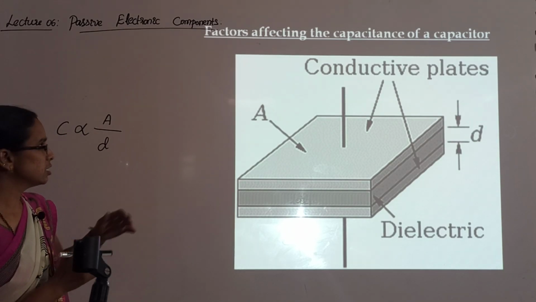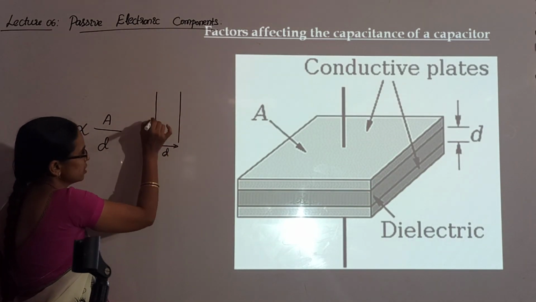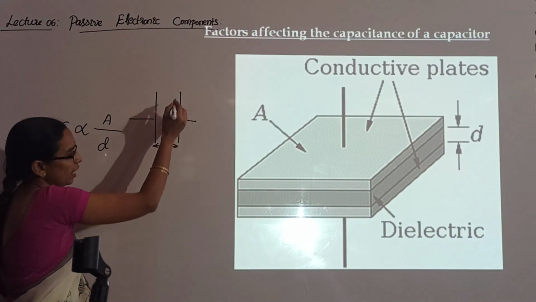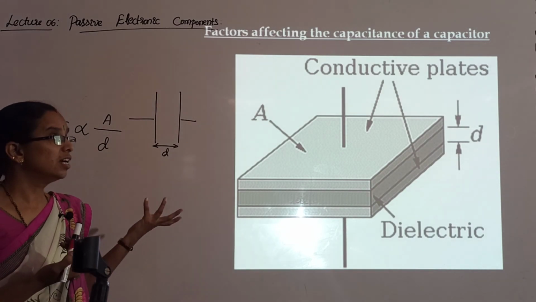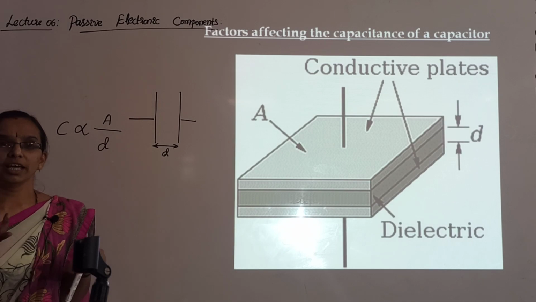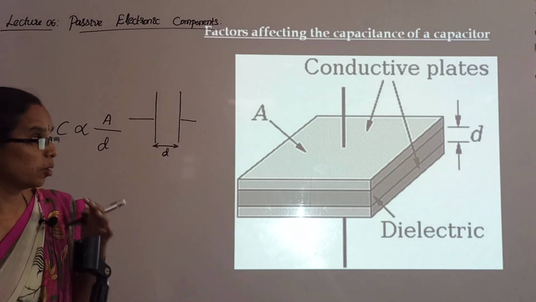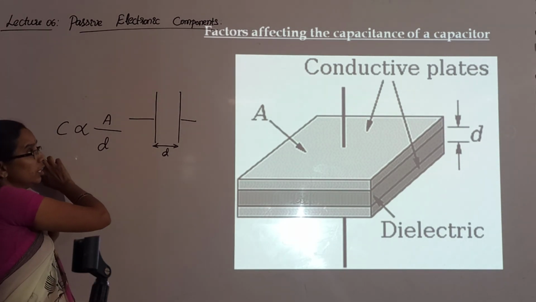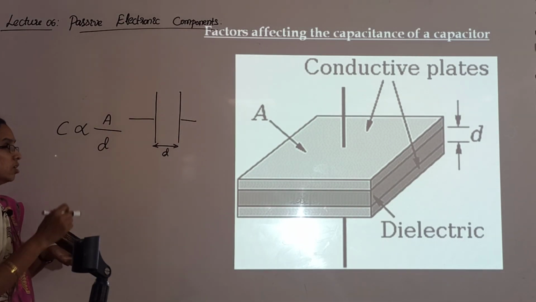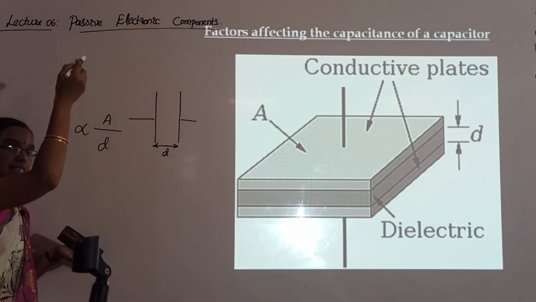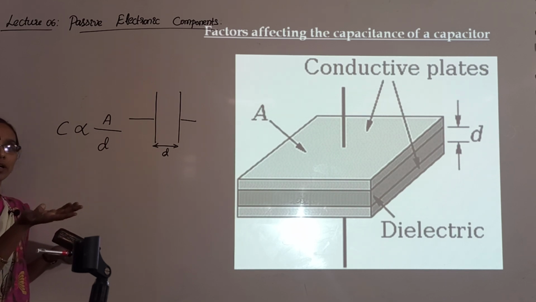If these two are the parallel plates of the capacitor, this is the distance between the plates, and this is the area of the plate. If it's a rectangular plate, you have to calculate the rectangular area. If it is a circular plate, we have to calculate the area of the circle. So if the capacitance of the capacitor is increased, you can store more charges. So how to increase that? If you increase the area of the plates, then capacitance will be increased, so you can store more charges.